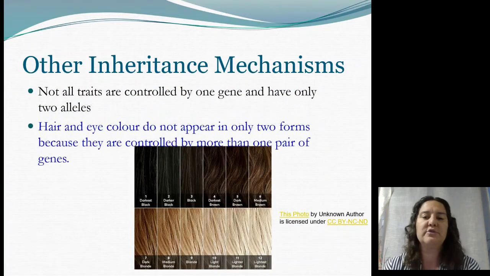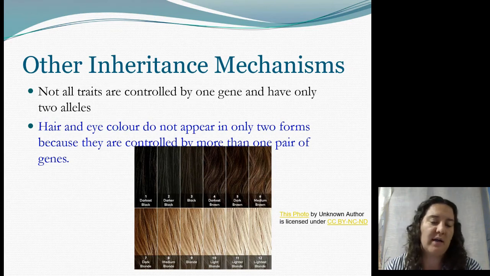Not all traits are controlled by only one gene and have only two alleles. Hair and eye color appear to have many forms because they're controlled by more than one pair of genes. As these genes interact, we get different colors of eyes, like blue, brown, hazel, gray, silver, and amber.